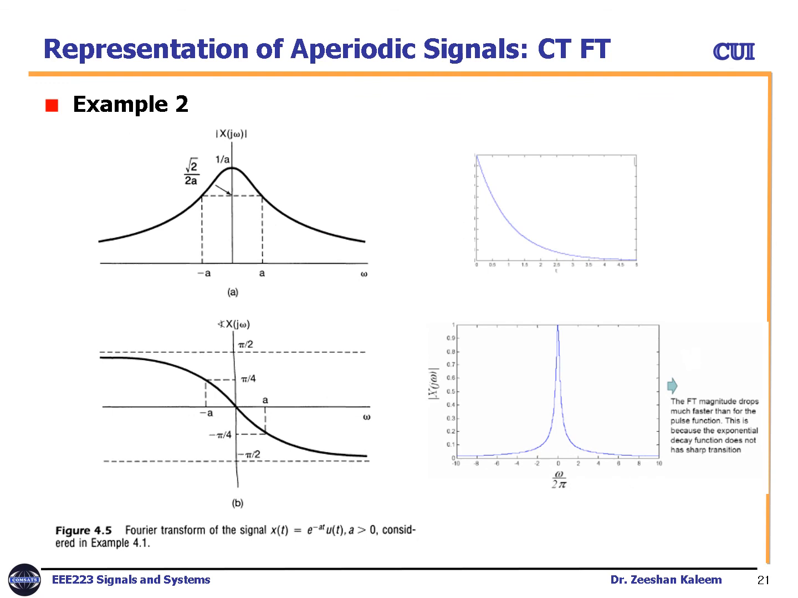Okay, let's see. This is your given signal, e to the minus at times u(t), right? This is our given signal, and we have taken the Fourier transform. The Fourier transform has a magnitude and a phase. So this is your magnitude plot, right?